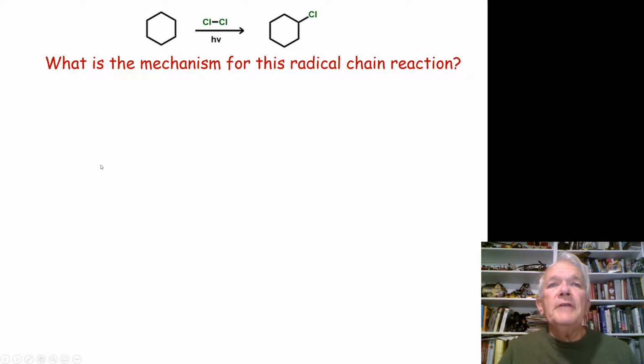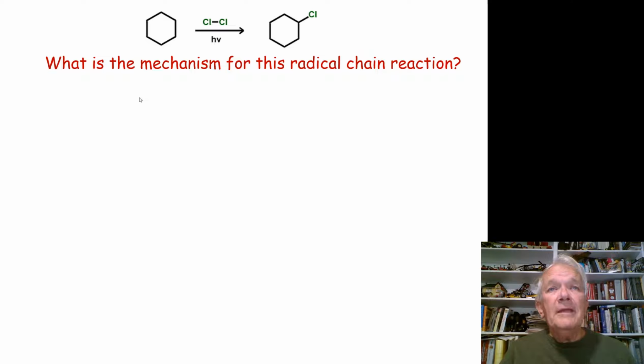In this video, we're going to take a close look at the reaction of halogens, chlorine and bromine, under the influence of light with hydrocarbons. Start off with a really simple reaction where we take cyclohexane and chlorine with light. Cyclohexane is simple because all the hydrogens are the same, so we don't have to worry about selectivity.